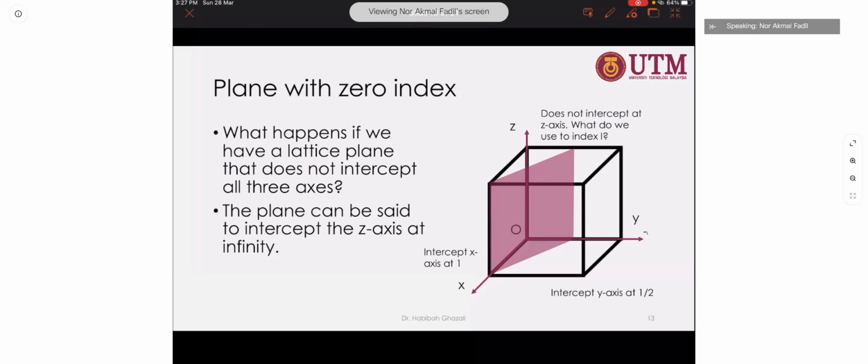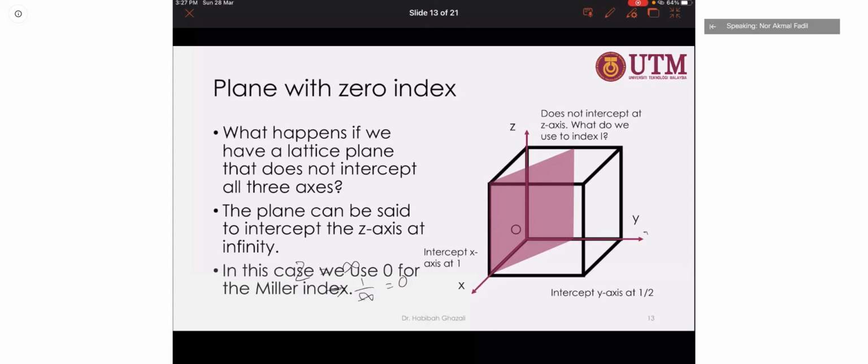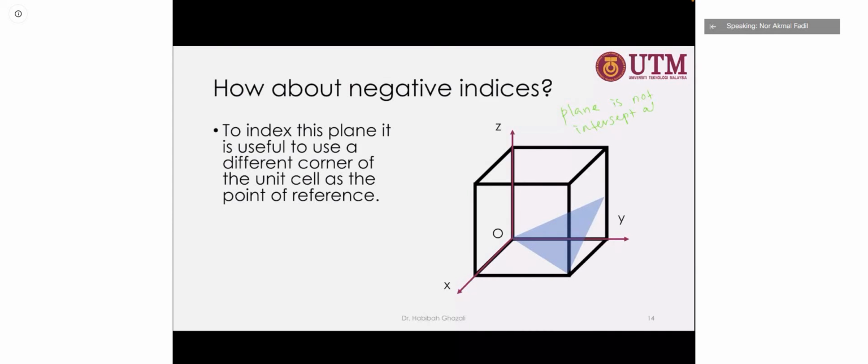So the index is 1 1 0. How about negative index? For this case, to index this plane, it is useful to use a different corner of the unit cell as the point of reference. Another requirement to index the planes is that we have to make sure the plane does not intercept at the origin. This is a requirement. It must not intercept at the origin.